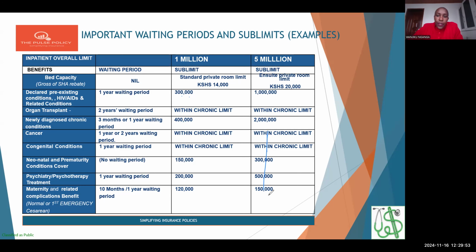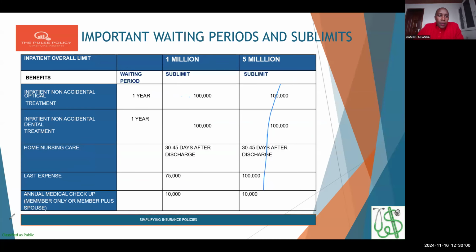With a continuation of that, inpatient non-accidental, this is very important, inpatient non-accidental optical treatment. Non-accidental, it is not an accident. This is something to do with your eyes. You have been admitted because of your eyes, and it is not an accident. So this is non-accidental. You have a waiting period of 1 year. So you have an eye surgery that is planned. You have purchased the cover today. You are going to wait for 1 year to have that surgery.